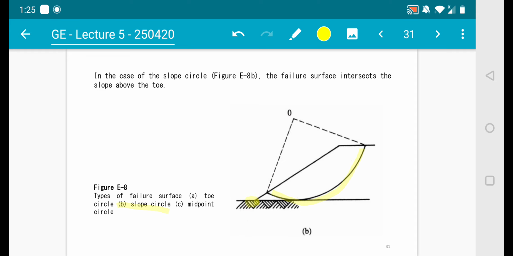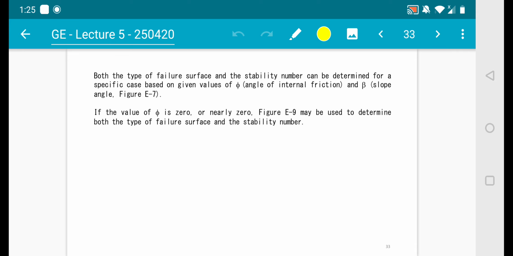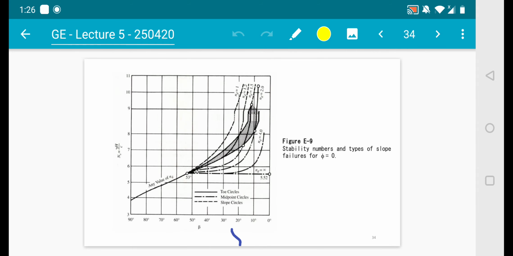Both the type of failure surface and the stability number can be determined for a specific case based on the given values of internal friction and the slope angle beta. If the value of internal friction is 0 or nearly 0, figure E9 may be used to determine both the type of failure surface and the stability number. So the first case is when internal friction is 0. The established information is already given to you, so just use it accordingly.